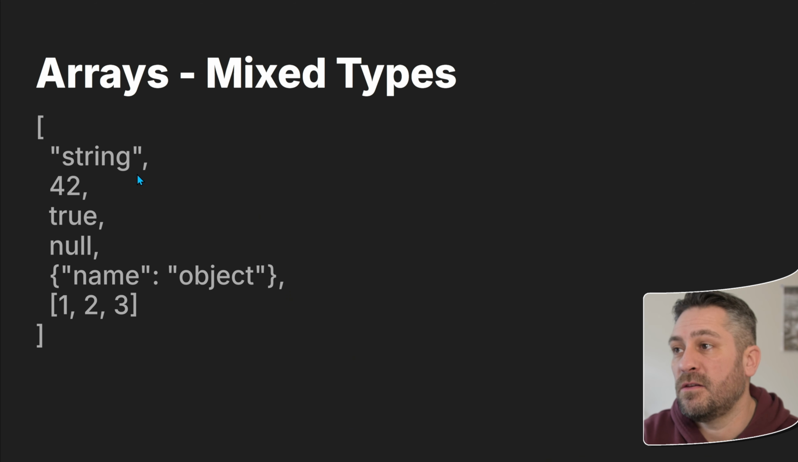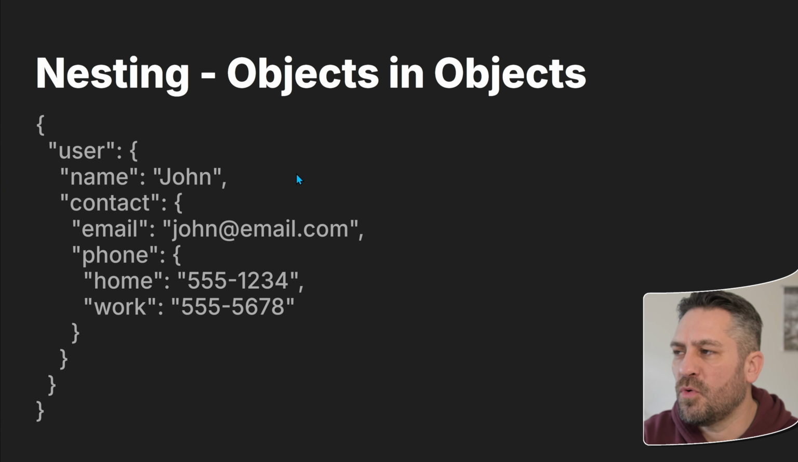Arrays, so you can have them as mixed types, so they can have a string and they can have a number and a true and null and then an object and then another array. It doesn't happen in practice that often, but you might want to store a record like this if that makes sense for your data. More common is nesting of objects in objects.